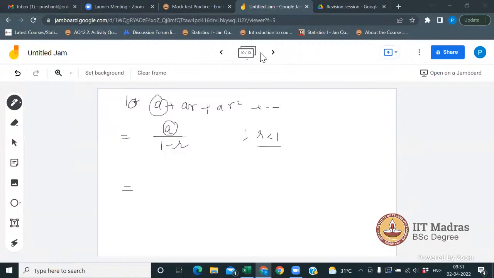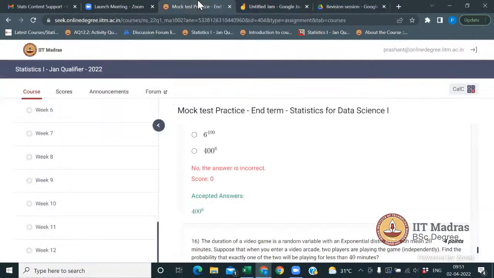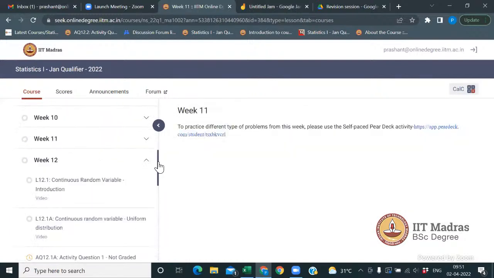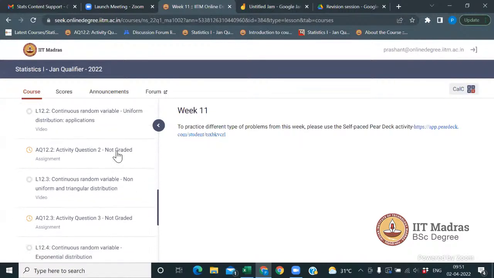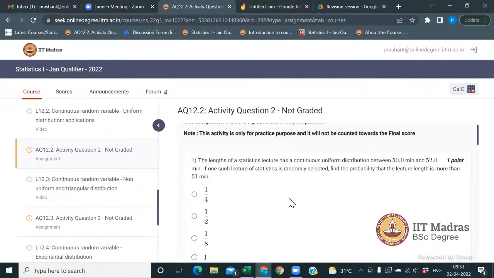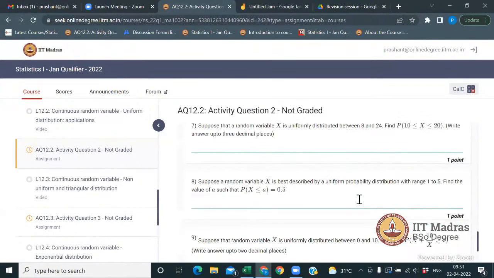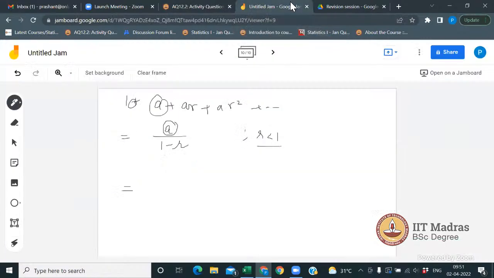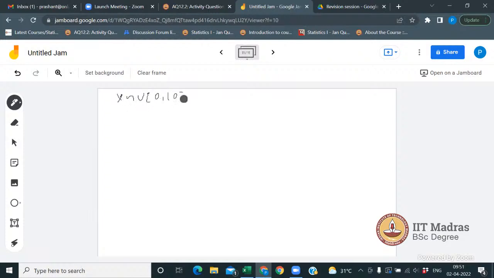Ayush has asked a question, activity 12.2, question 9. Ayush, are you there? Yes, sir. Okay, 12.2. This question, right? Yes, sir. 9th question. X is uniformly distributed between 0 and 10, then find the probability that x plus 10 by x is greater or equal to 7. So see, it is given that x is between 0 to 10, right? And you have to find the probability that x plus 10 by x is greater or equal to 7, right?